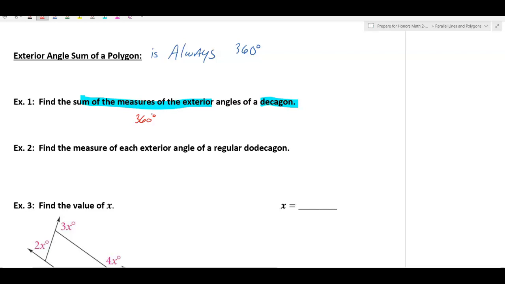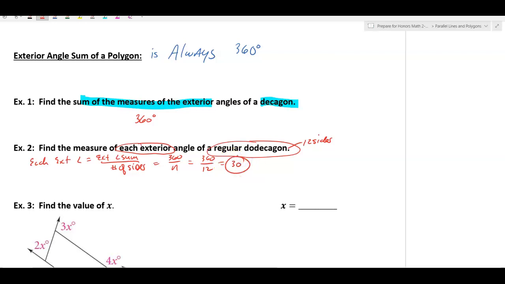Now, example 2, find the measure of each exterior angle of a regular dodecagon. Dodecagon means 12 sides. So if you think about it, each exterior angle will equal the exterior angle sum divided by the number of sides. So in this case, it would always be 360 divided by n. So when I do 360 divided by 12, each exterior angle would have a measure of 30 degrees.